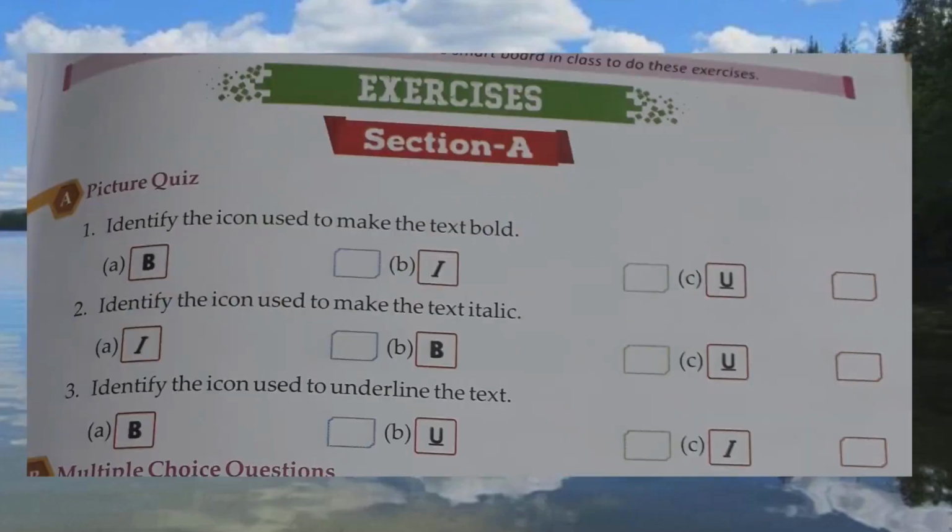Now the exercise in page number 49, picture cues. Identify the icon used to make the text bold. Which is the right answer? Option A. So put a tick mark on that picture. Second, identify the icon used to make the text italic. Right answer? Option A. Question 3. Identify the icon used to underline the text. Right answer is option B.